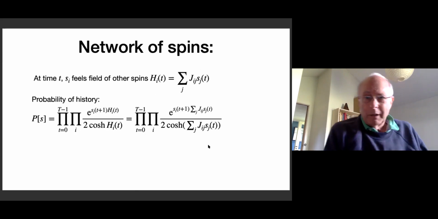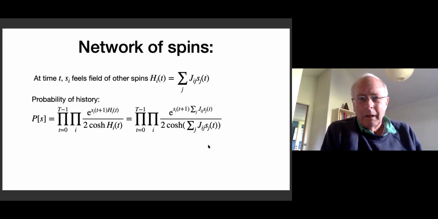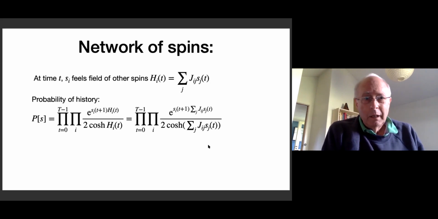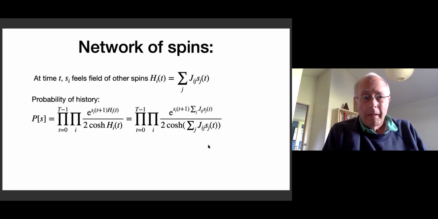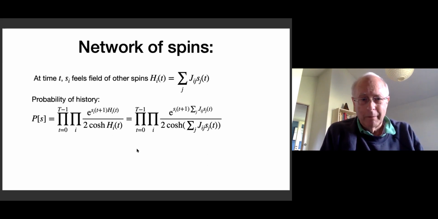Now let's proceed like we did for the equilibrium case. I'll make a network of spins, and at each time t, each spin feels the field of other spins, just like we talked about in the Ising model: the sum of J_ij times S_j of t. And we get the probability of the history by just multiplying these factors, with this H instead of the external H. And so there it is written out explicitly, reminding what H is.